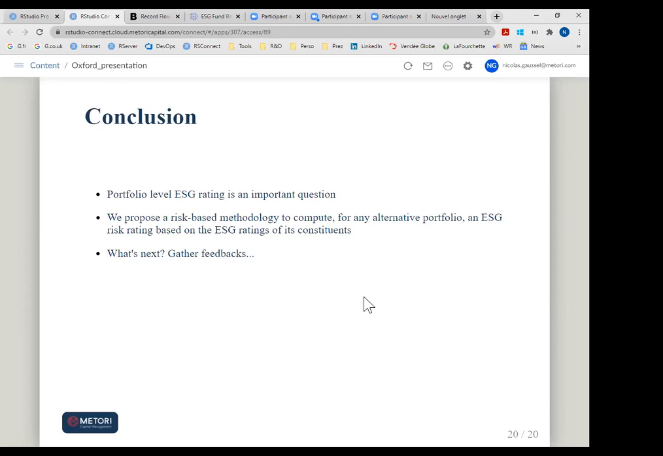So what's next? First, we are at a time where we'd like to gather feedback. And of course, it would be interesting to test measures of risk which are not symmetric, as you proposed, Rama, and see what could be said. You have plenty of things to do, but this is just, I guess, a starting point.